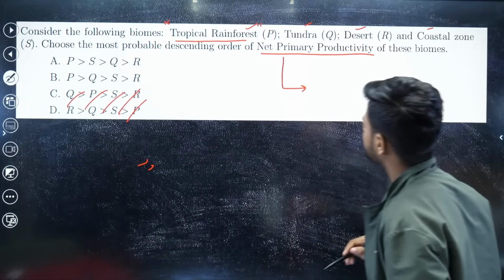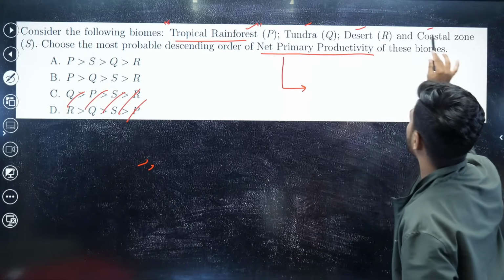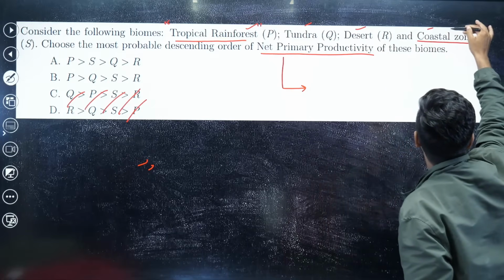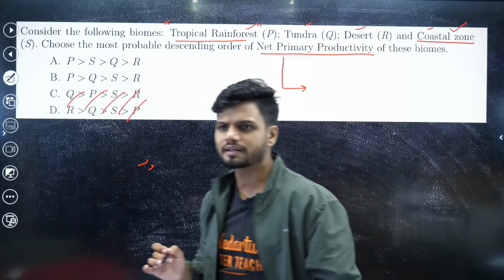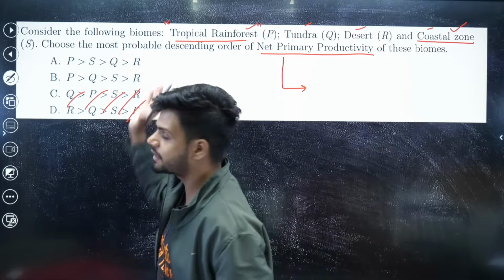Second, do you see more plants in your tundra, desert or coastal regions? All of you know, in the case of your coastal regions, we might see some plants, no? In the case of coastal regions, we might see some plants compared to tundra and desert.